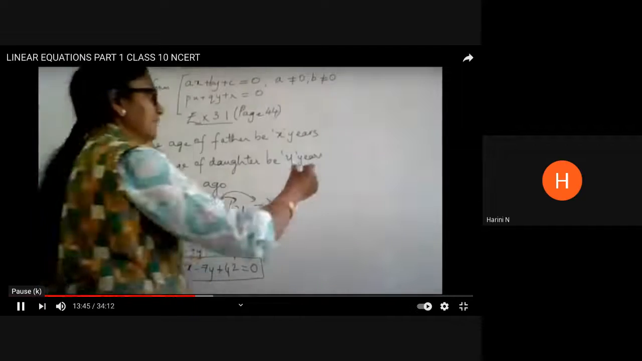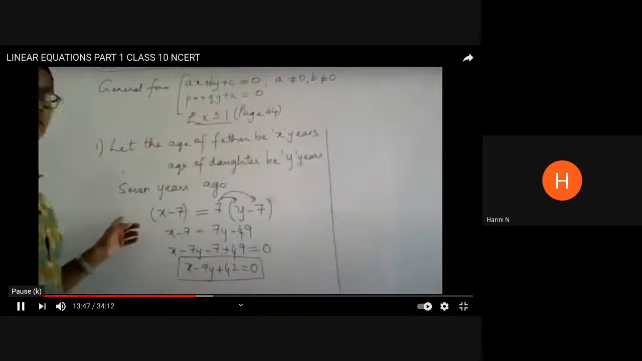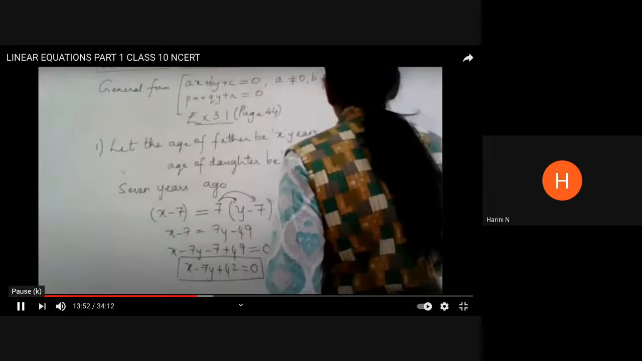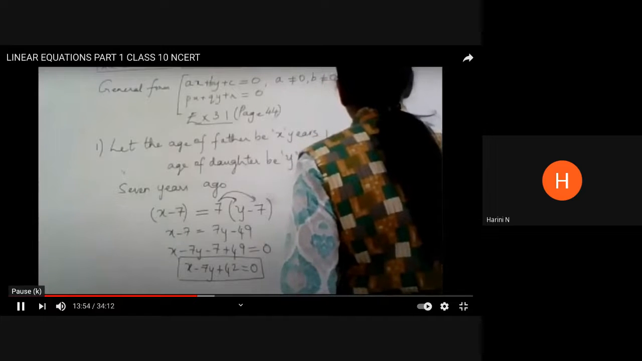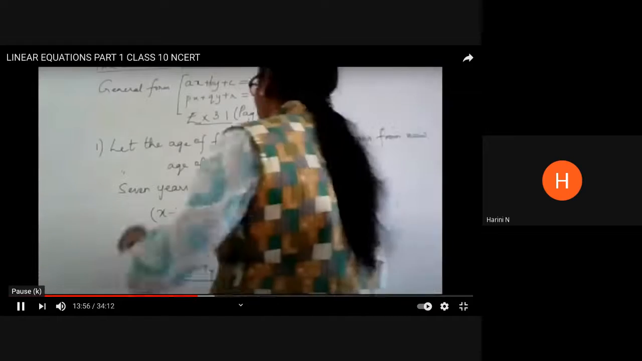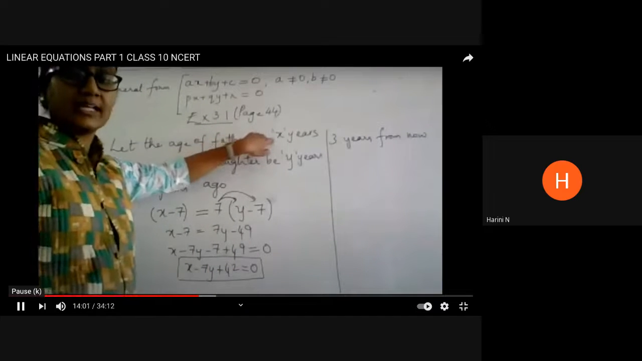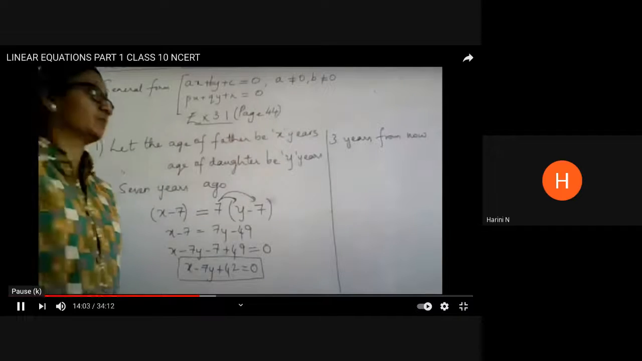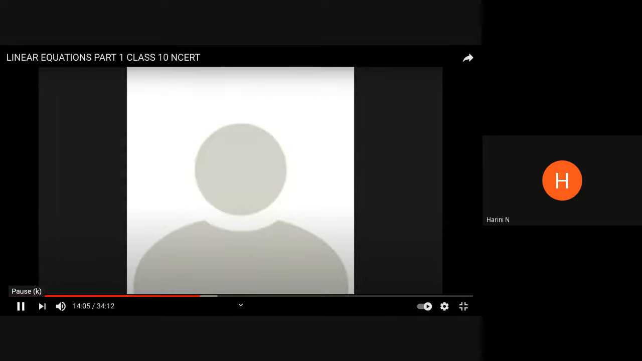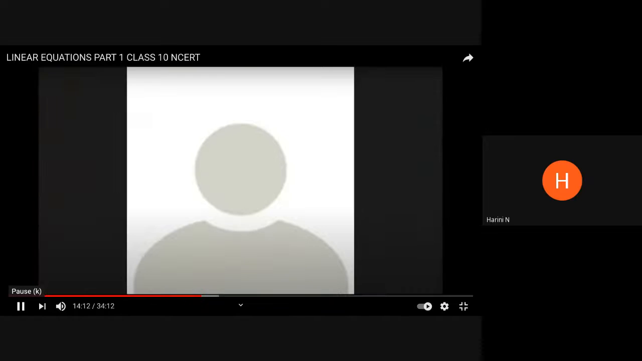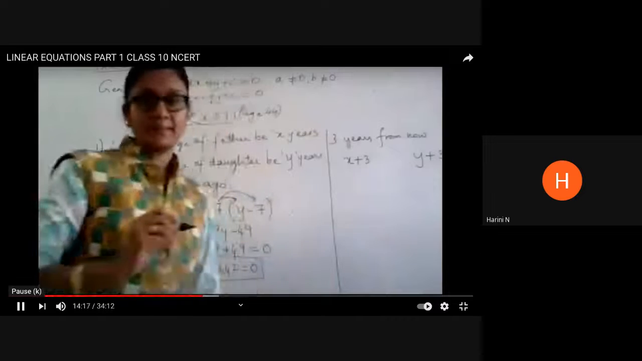Now coming to the next condition. This was 7 years ago. Now 3 years from now. What is 3 years from now? That is the future. So if the father is X years old now, what will his age be 3 years from now? X plus 3. And what will be the daughter's age? It will be Y plus 3. Correct. So it will be X plus 3 and Y plus 3.